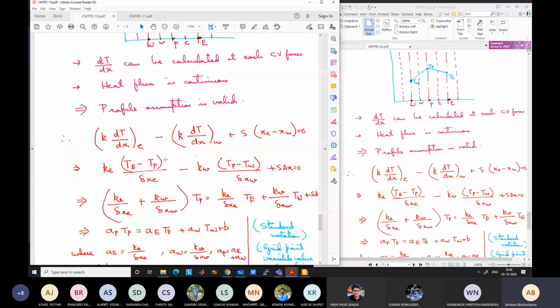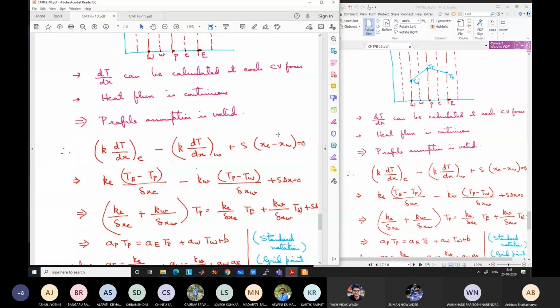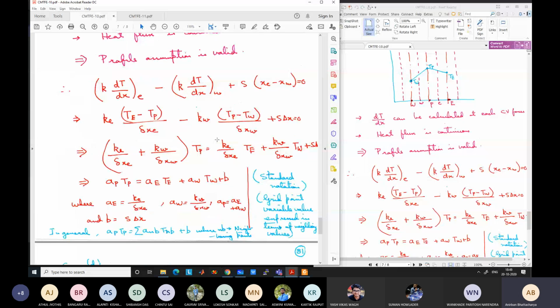One thing which might not have been apparent was that we had taken different profile assumptions. For the temperature, for calculating the flux, we had taken linear, but for the source term, we had taken a constant profile in each control volume. That's why we have written it like this, S into delta X. Otherwise, we could not have written it. If it was some other variation, we would have had to consider how it varies within the domain. Because we have assumed constant, we could write it like this.